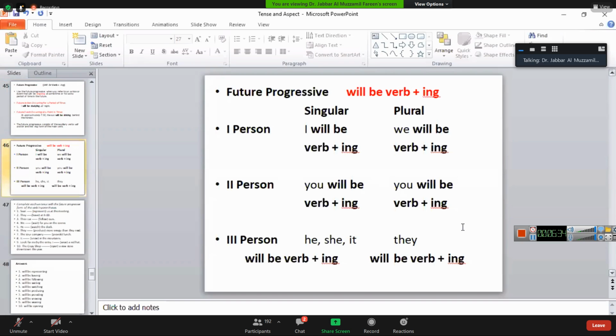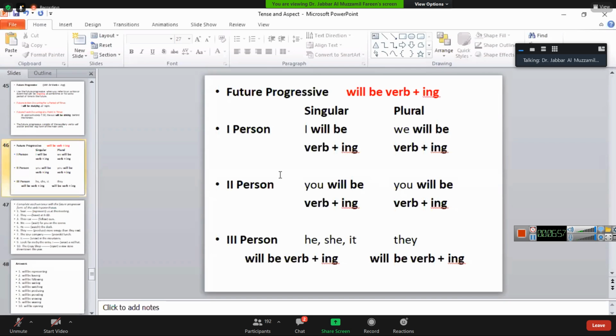So you can see that there is no confusion at all, whereas in the present tense, you have the problem of identifying singular and plural. Here, you don't have that problem. So it goes with will be plus verb plus ing, common to all the persons, all the singular and plural.